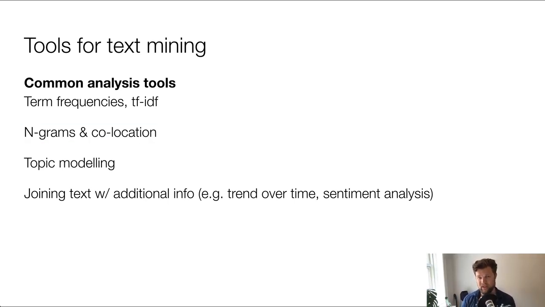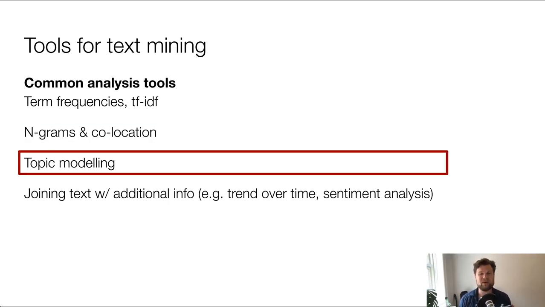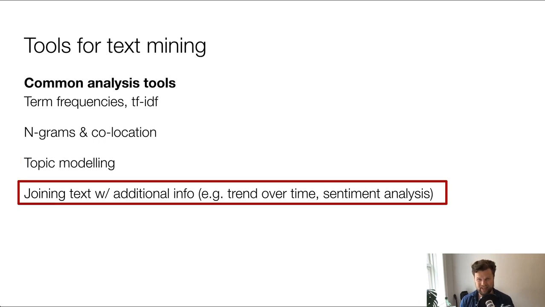I might also want to get a little bit more fancy and try to run an automated algorithm to get my computer to uncover different topics that are being spoken about in my text, which is often referred to as topic modeling. And then finally, instead of just looking at the text itself, I might also want to join the text up with some additional information.